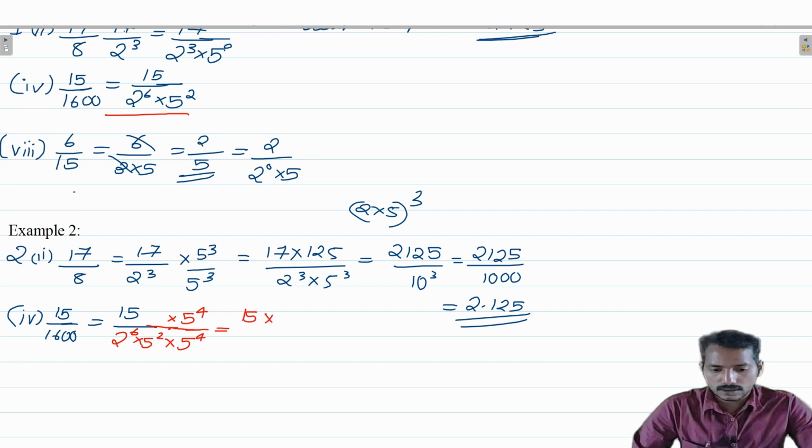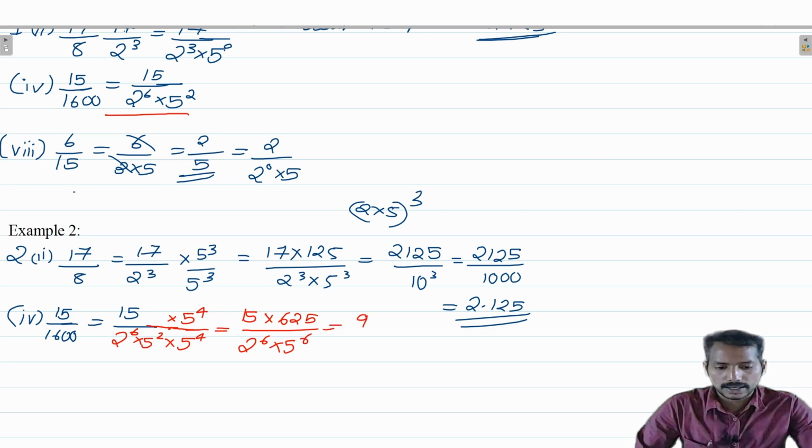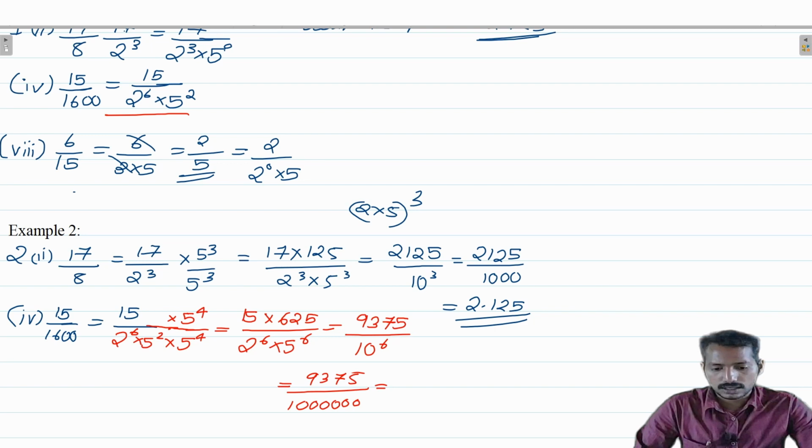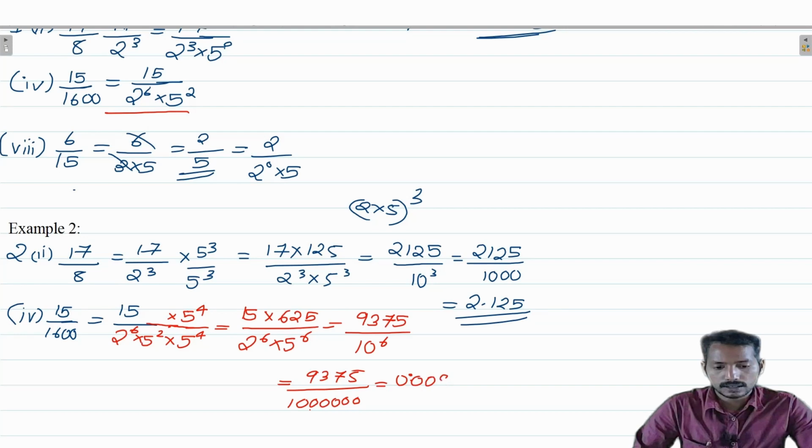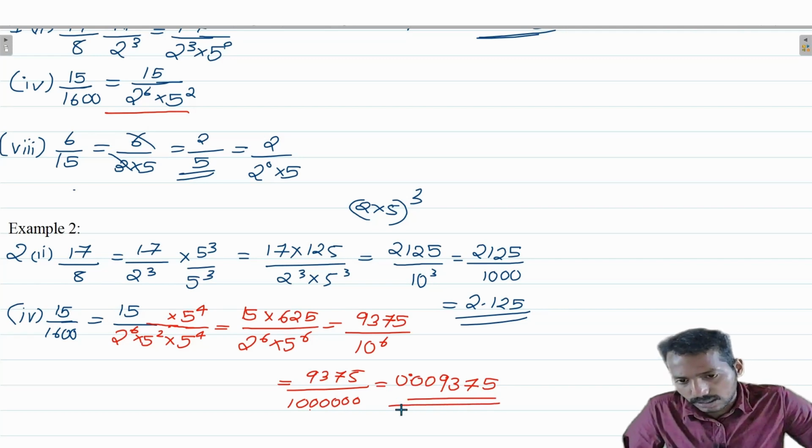5 raised to 4, which is actually 625, divided by 2 raised to 6 into 5 raised to 6. 15 into 625 is equal to 9375, divided by 10 raised to 6, which is 1 followed by 6 zeros. So 9375 divided by 10 raised to 6, with 6 decimal places, gives 0.009375. Very simple way we can write it. The remaining options you can try yourself.